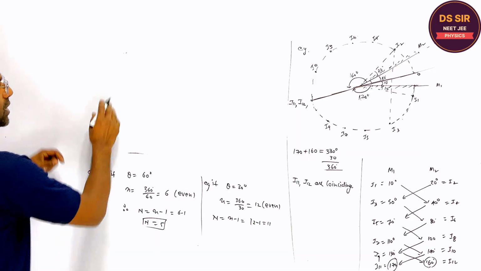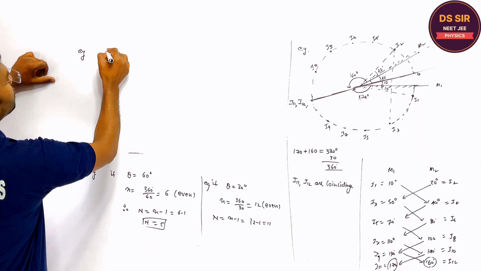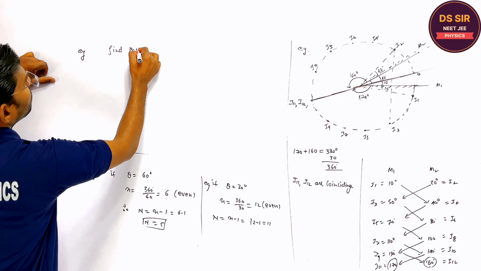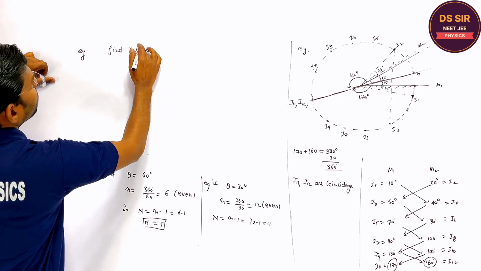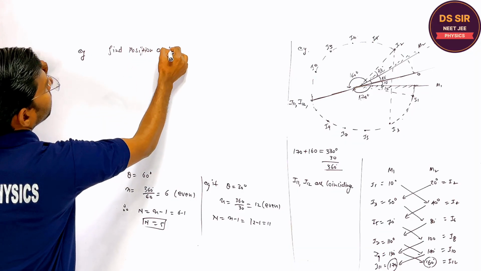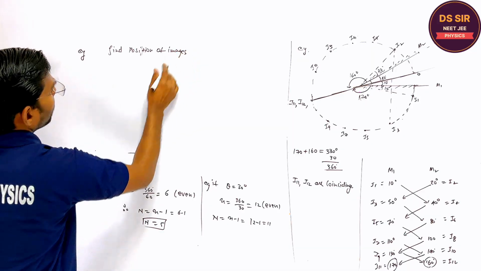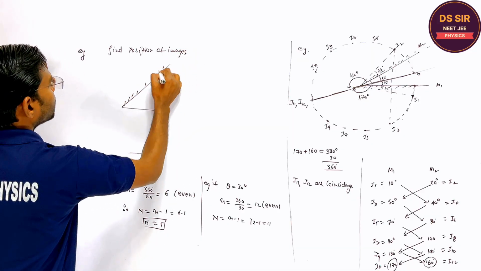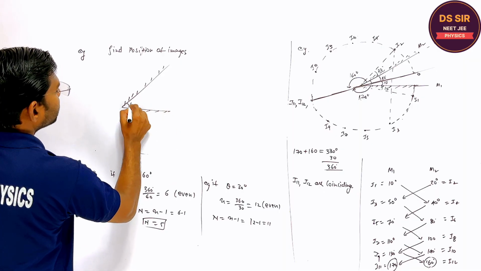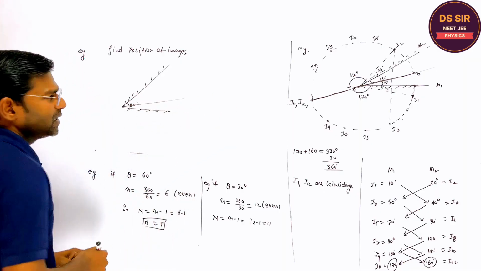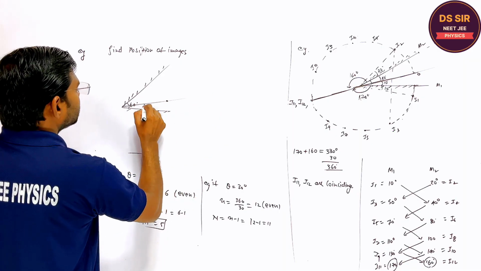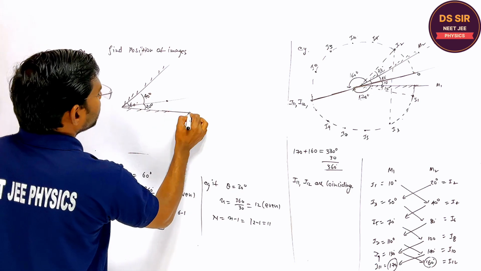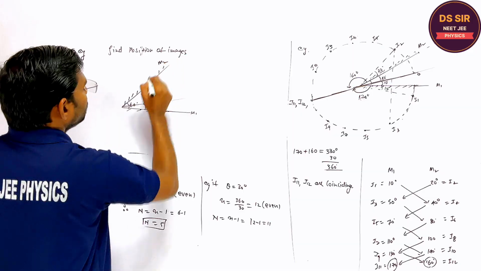I am taking one more example, and you have to find the position. Find the position of images as shown in the figure. For example, if these are the two mirrors, and the angle between them is 60 degree, and the object is placed like this. This is 20 degree and this is 40 degree. This is mirror M1, this is mirror M2.